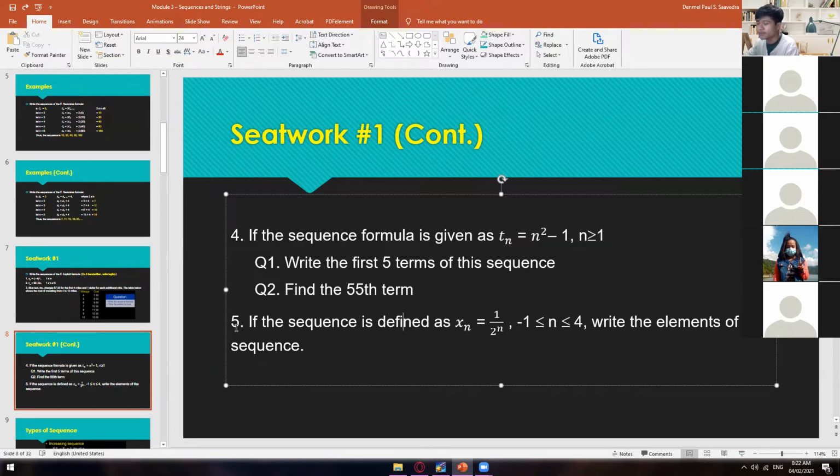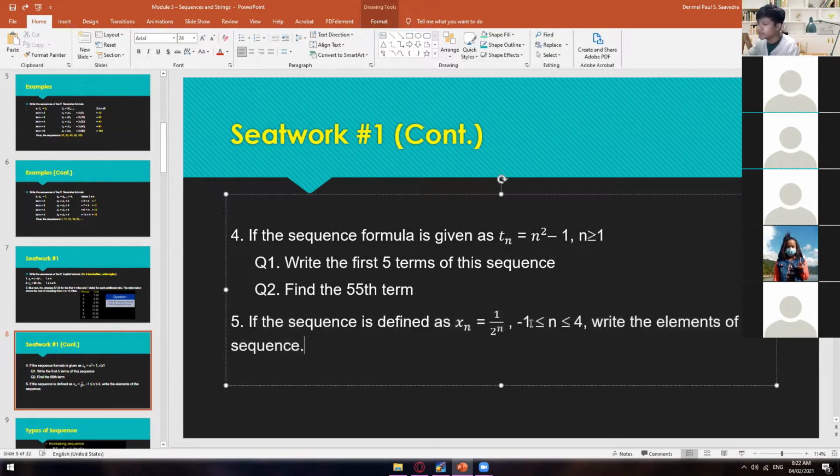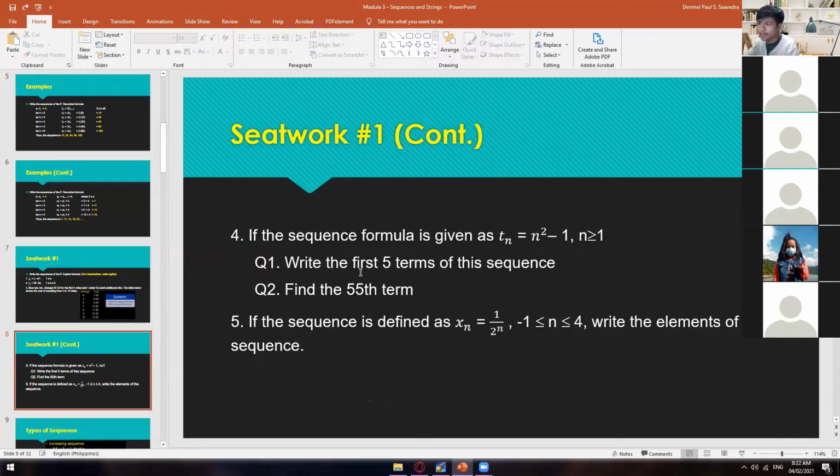And then for number 5, the sequence is defined as x sub n is equal to 1 over 2 raised to n, and your n is ranging from -1 to 4. Write the elements of the sequence. In here, just write the first 5 terms only. You don't need to write everything. So -1 up to 4 only. Are we clear so far regarding number 4 and number 5?